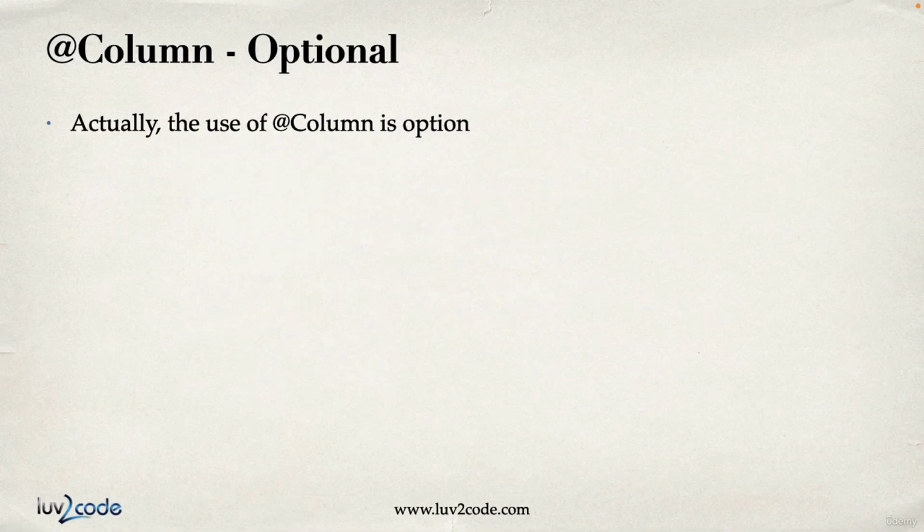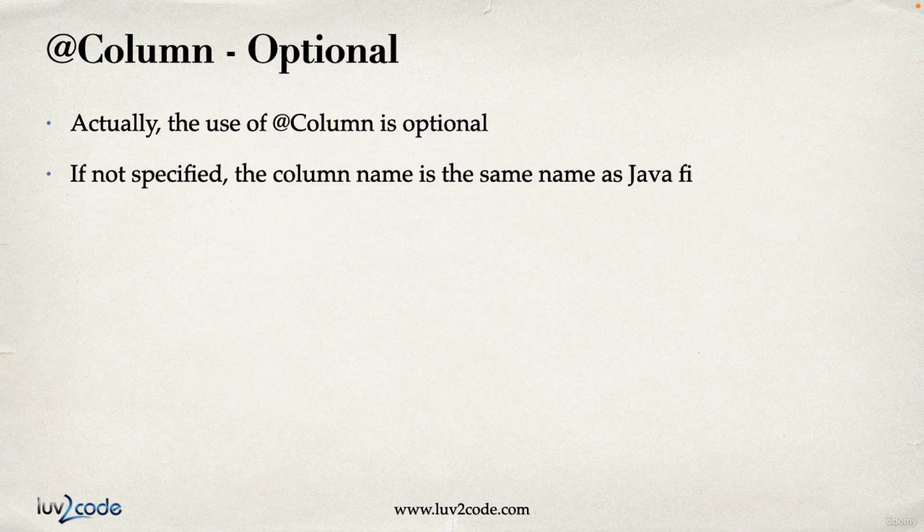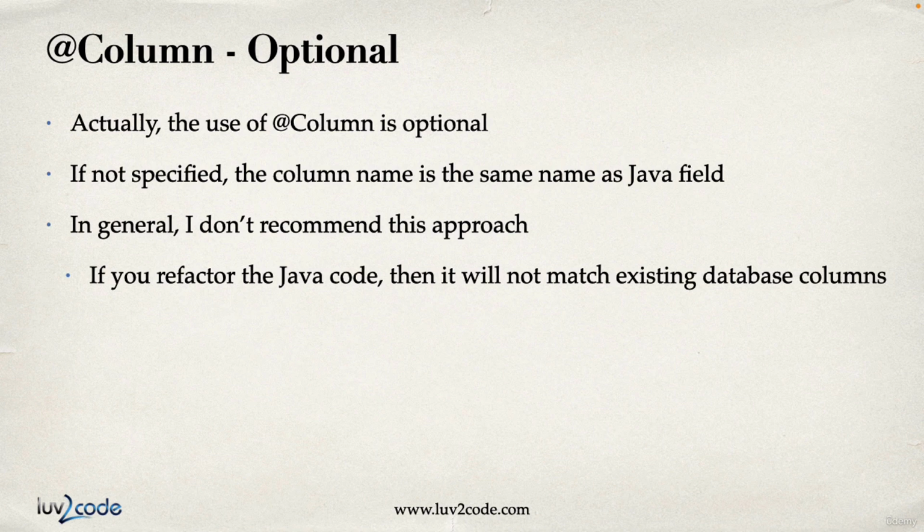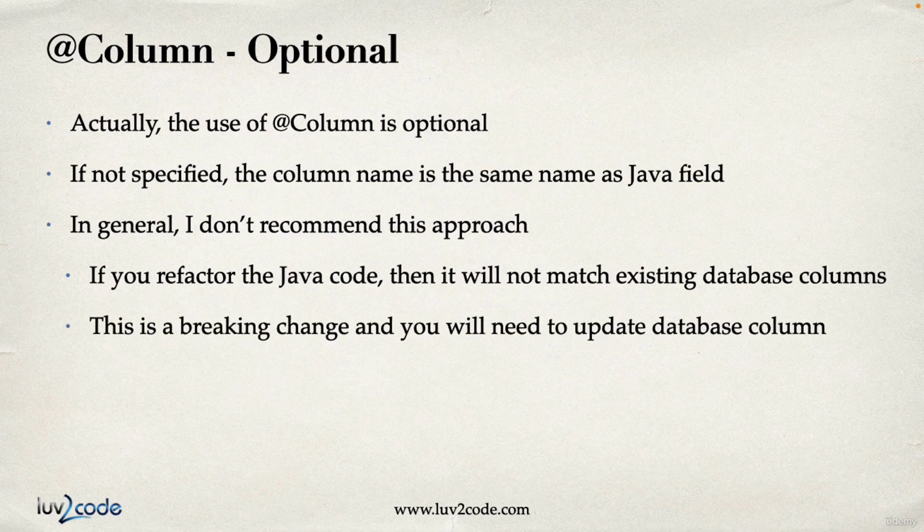One thing to be aware of is that the Column annotation is actually optional. You don't have to provide it. If not specified, the column name is the same name as the Java field. In general, I don't recommend this approach because if you refactor the Java code, like maybe refactoring the field name, then it will not match the existing database columns. This is a breaking change, and you need to go through and update the database columns. This may not be a big deal for a very small, basic project that you're working with on your own.